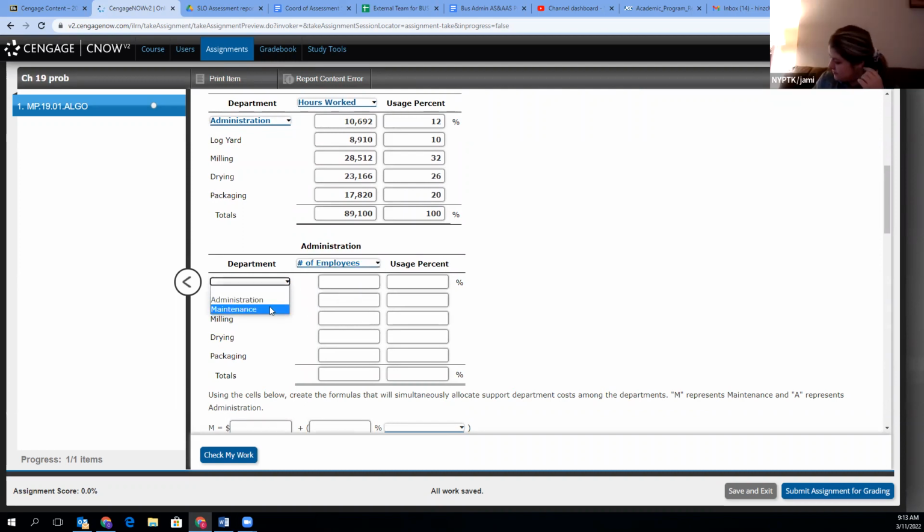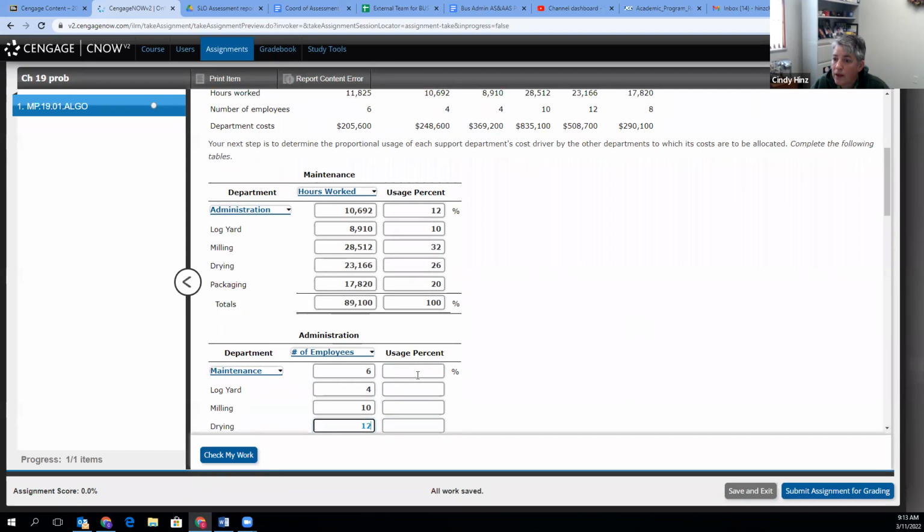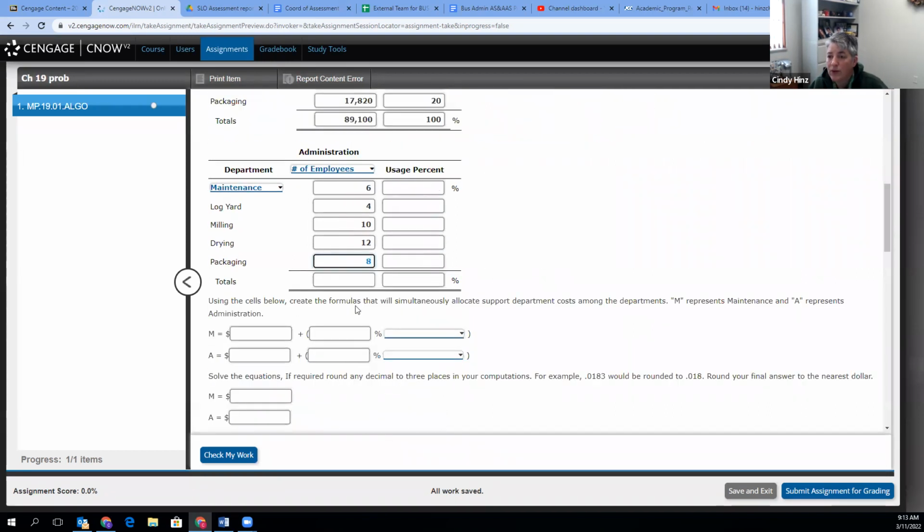Yes. And then we're going to allocate the administration department based on the number of employees. Again, we're not going to include the employees from the administration department because we're not going to allocate its costs to itself. And we'll go ahead and get the percentages for those as well.